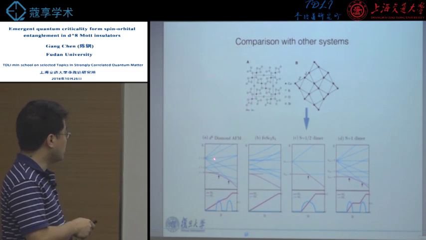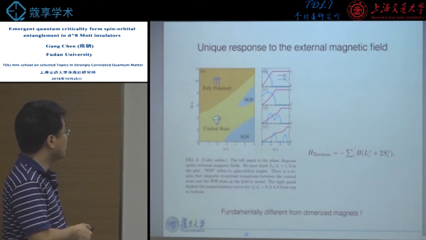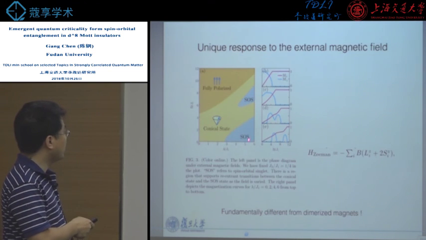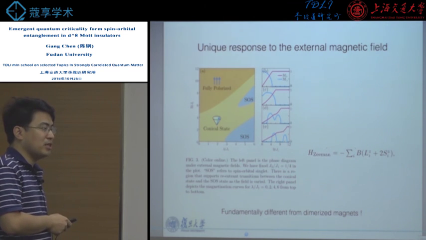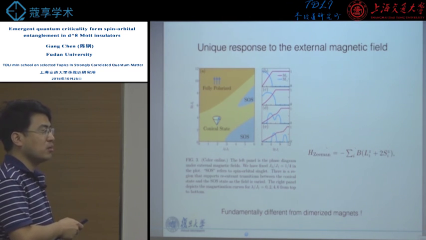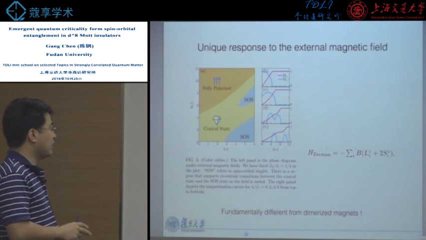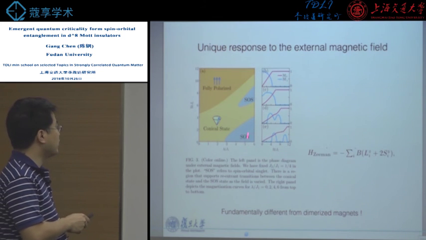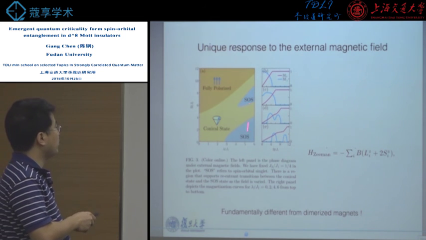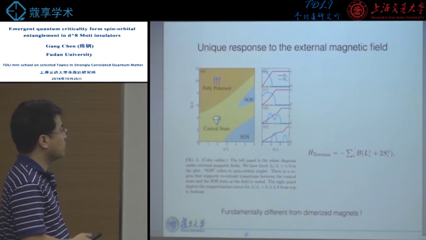Yeah. So this rich structure in the magnetic field is intimately connected to the spin-orbital entanglement structure of the local moment. So there is a strong connection between the measurement, the re-entrant phase transition, and the spin-orbital entangled local moment structure. Right.